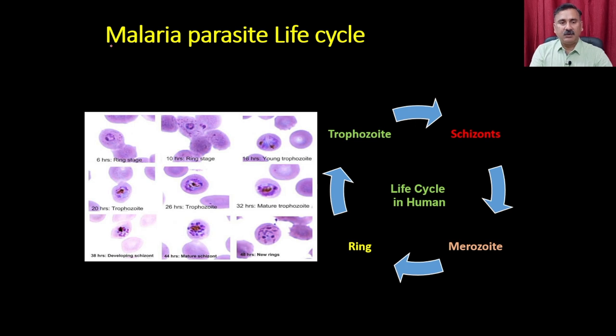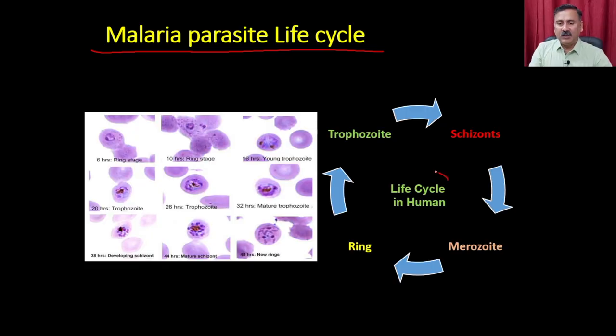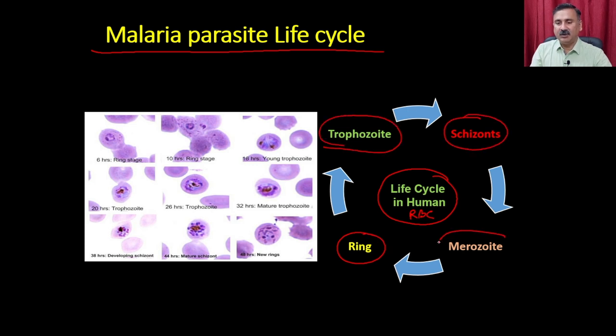Before getting into this, you have to understand the malaria parasite life cycle. The malaria parasite life cycle within the human host is within two different organs. One is the liver stages, the other one is the RBC stages. The life cycle within the RBC has four stages. One is the ring stage, the other one is the trophozoite, then the schizont, and then the merozoite. After the merozoites, it is going to infect new RBCs, and that's how the parasite increases in number.